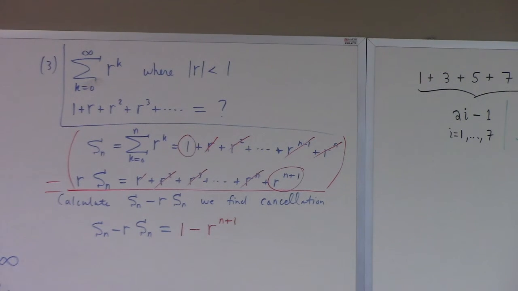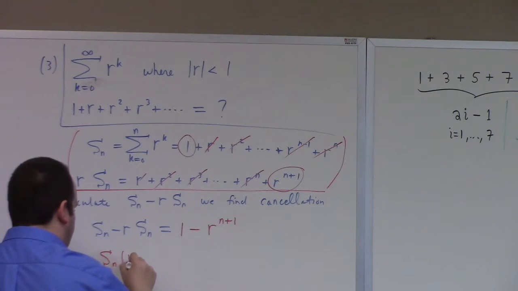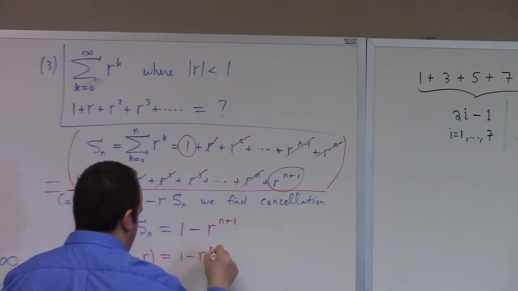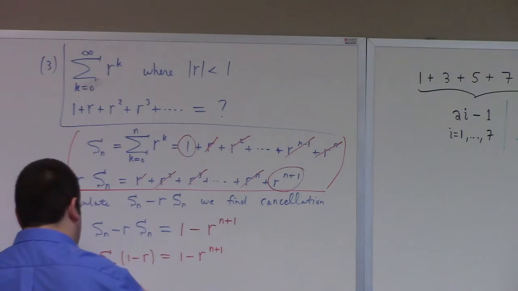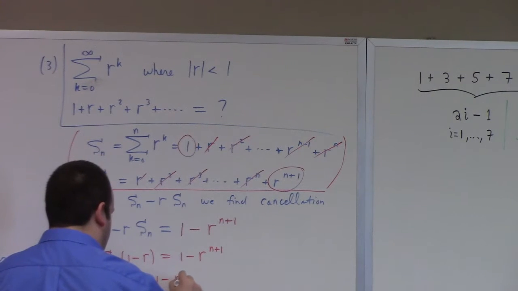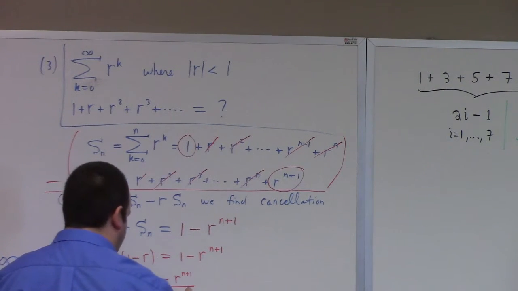So then you do a little bit of algebra here. This is Sn times 1 minus r, right, is equal to 1 minus r to the n plus 1. Solve for Sn. What do we get? Sn is equal to 1 minus r to the n plus 1 divided by 1 minus r.